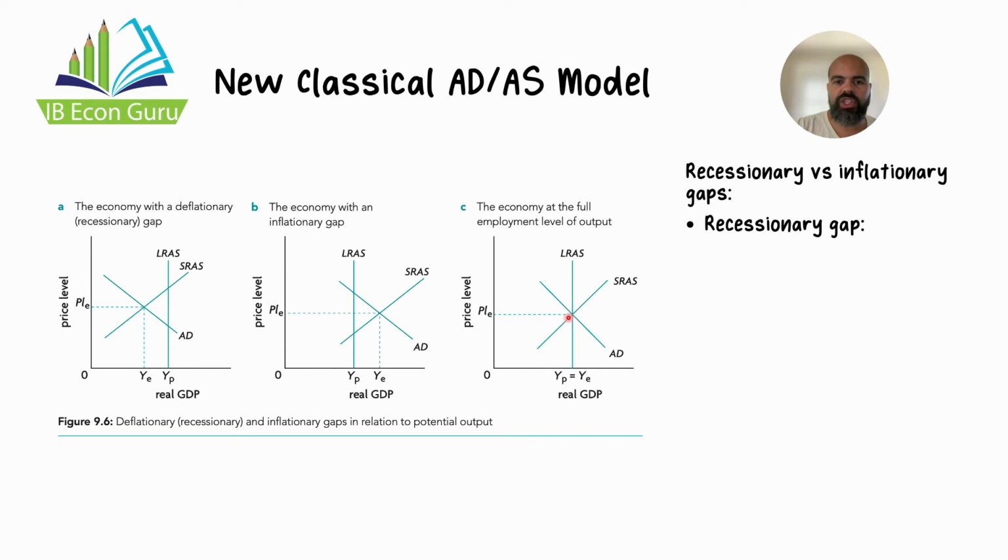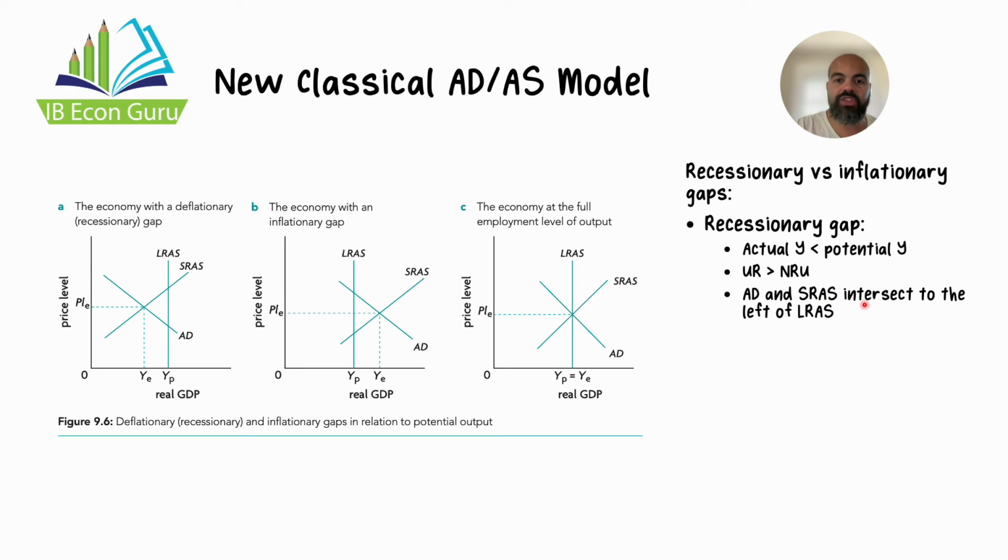We'll start with a recessionary gap. When you have a recessionary gap, actual output is below potential output. You can see the actual output, YE, which is the intersection of AD and SRAS, is below the potential output. That means that the unemployment rate is higher than the natural rate of unemployment, because when there's a recessionary gap, there is cyclical unemployment as well as the natural unemployment: structural, frictional, and seasonal.